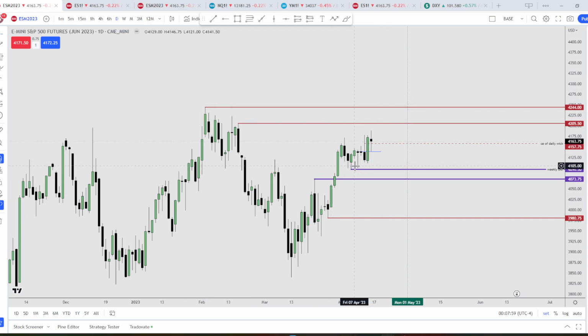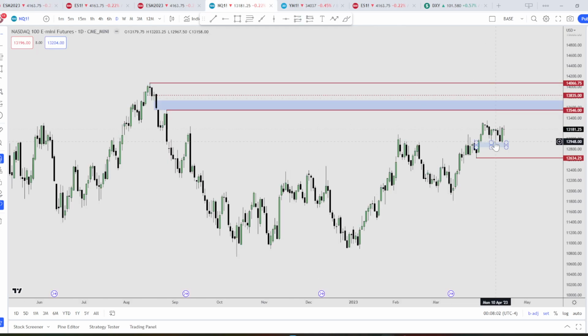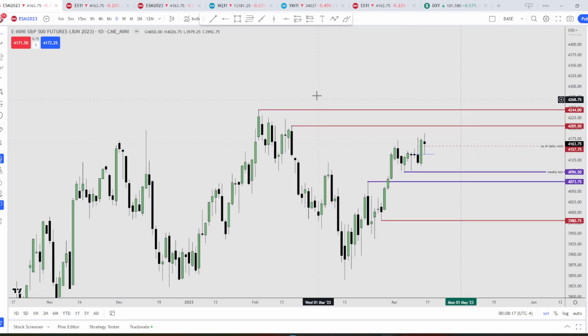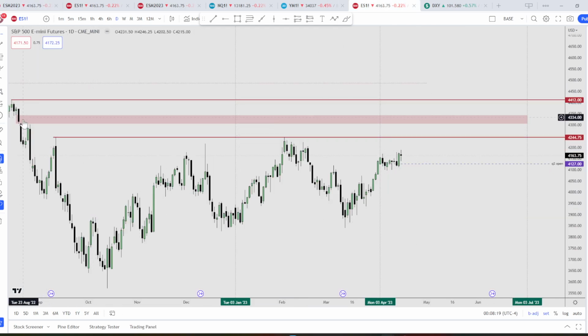Alright, right here we have an SMT with Nasdaq. Over here Nasdaq made a lower low, and then I think for Nasdaq as well, buy stops here and the volume imbalance. Similarly over here, and then there's a volume imbalance above, which is right here for ES.